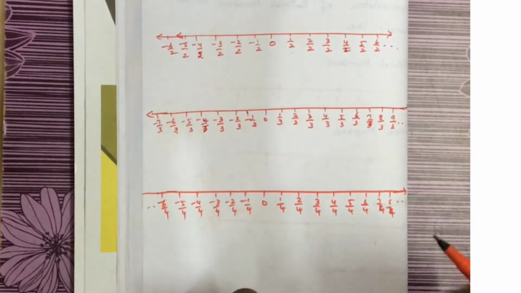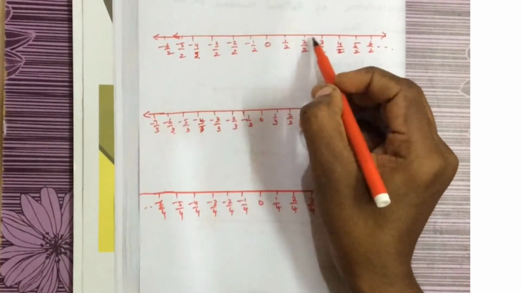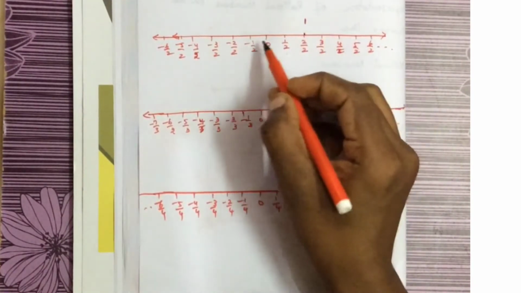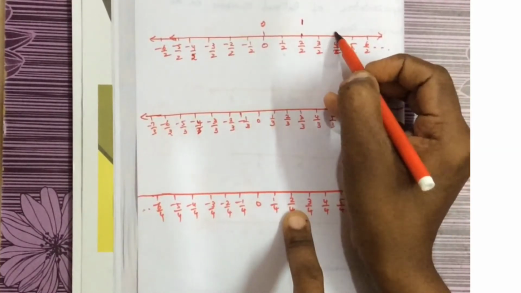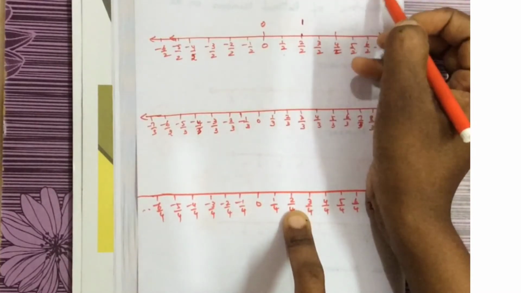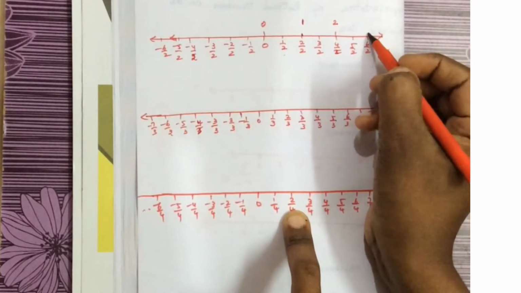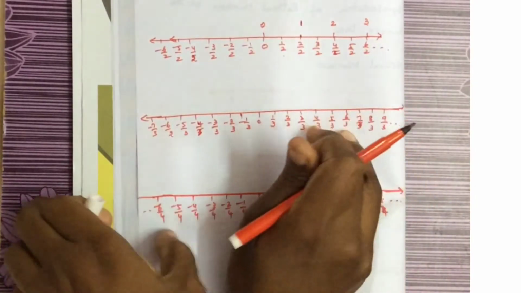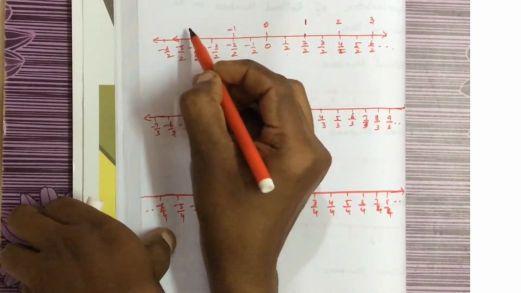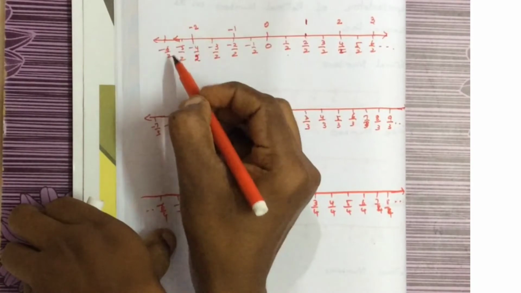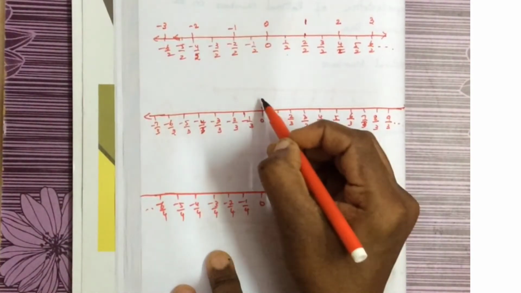So here I want to make a point. This is 0, this is 1 by 2, this is 2 by 2. This 2 by 2 is 1. So this is 0 and this is 1 here. This 4 by 2, what is 4 divided by 2? 4 by 2 is 2. And this is 2 here. Then 6 by 2 is 3 here. Okay. Similarly here you can write -2 by 2 is -1, -4 by 2 is -2 and -6 by 2 is -3.